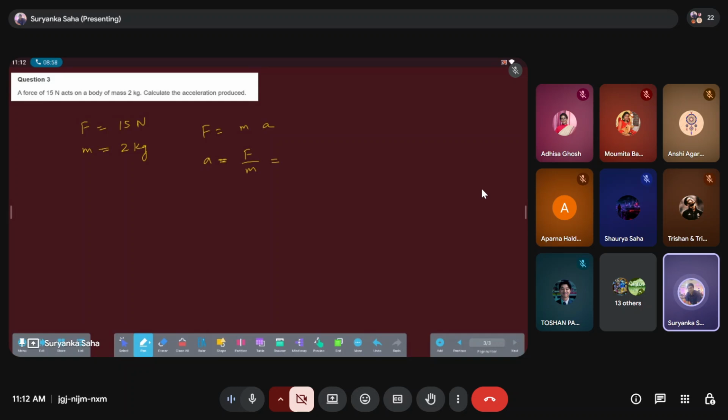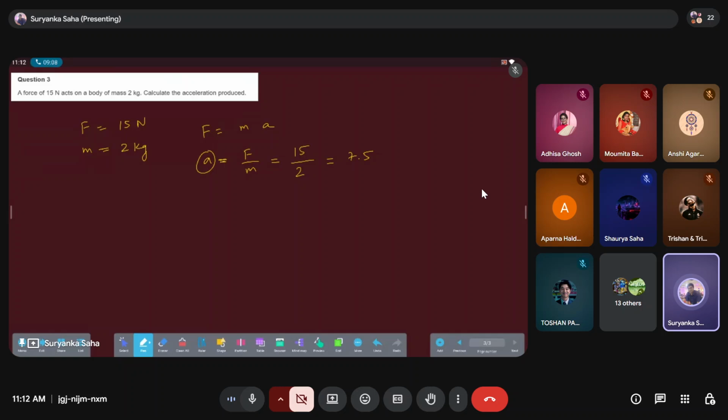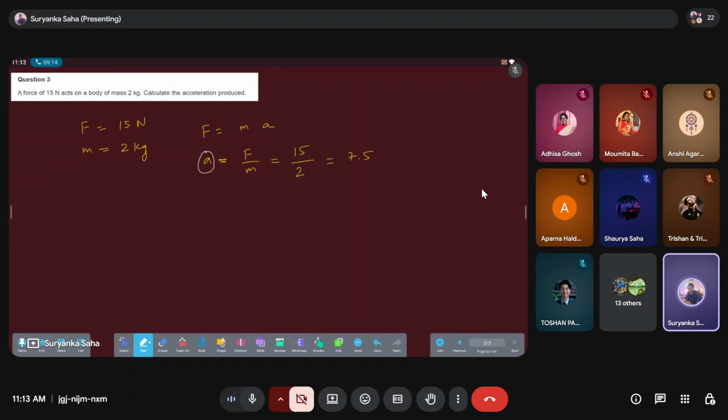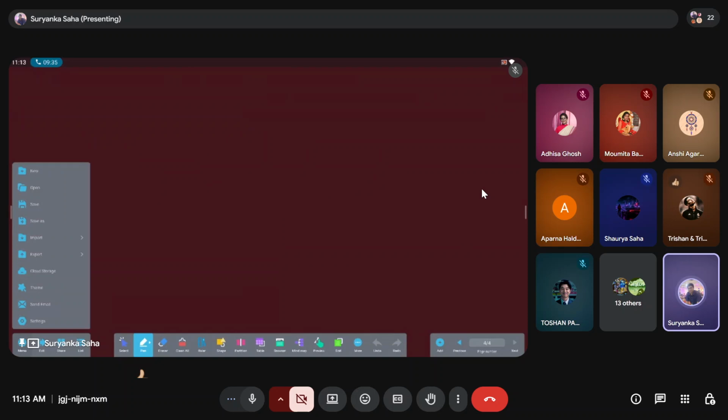So it will be equal to F is 15, m is 2 kg. So it will be 7.5. What are we finding? We are finding acceleration. So acceleration, oh sorry, meter per second square. Yes, absolutely right. Acceleration will be meter per second square. That is the answer. Okay, done. Shall I go on to the next question? Okay, chalo, next question. Import.